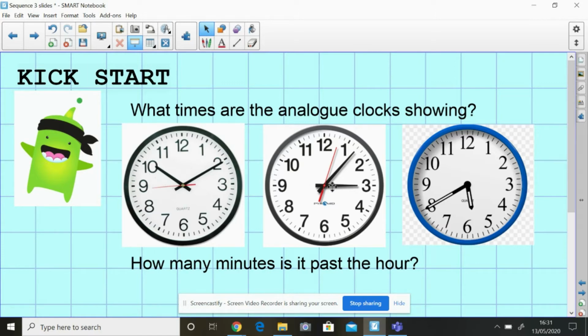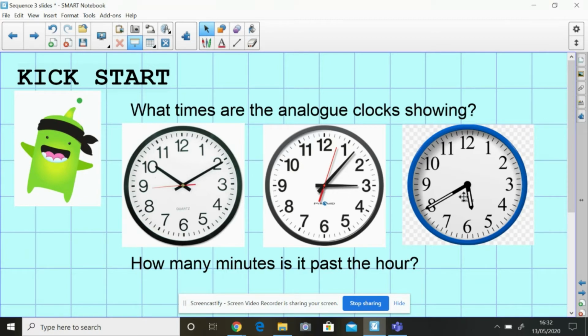Let's look at this one. How many minutes past the hour is this one? Now, the minute hand, which is the long hand, is a little bit past 1, which means 5 minutes. So it's not exactly 5 minutes past. We need to work out how many minutes past it is. And how do we do this? We can count the little lines in between. So this is 5 minutes, 6 minutes, 7 minutes. So it is 7 minutes past, and the hour hand is pointing at 3.